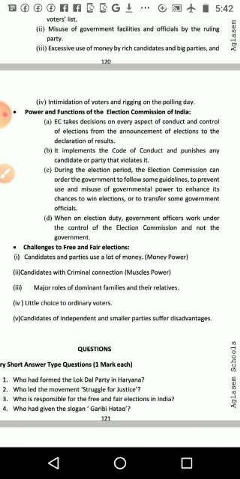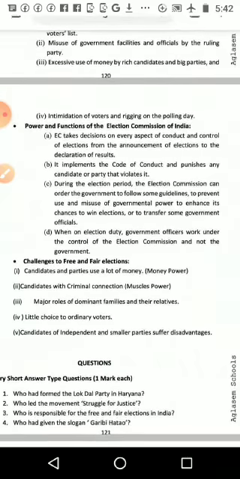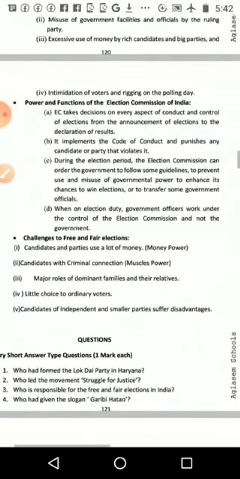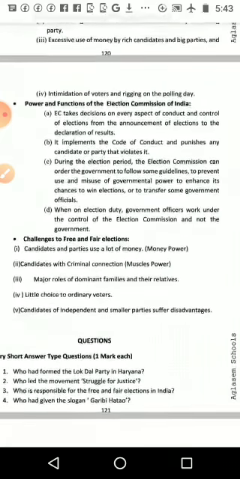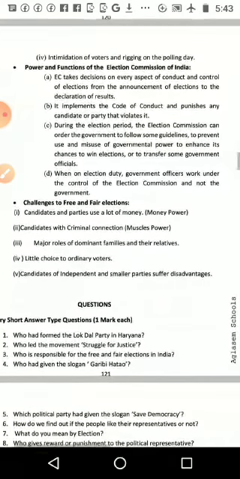EC means Election Commission takes the decision on every aspect of conduct and control of election, from announcement of election to the declaration of result. Each and everything, even minute things, the decision is taken by the Election Commission from the announcement of election to the declaration of result. Then it implements the code of conduct and punishes any candidate or party that violates it.